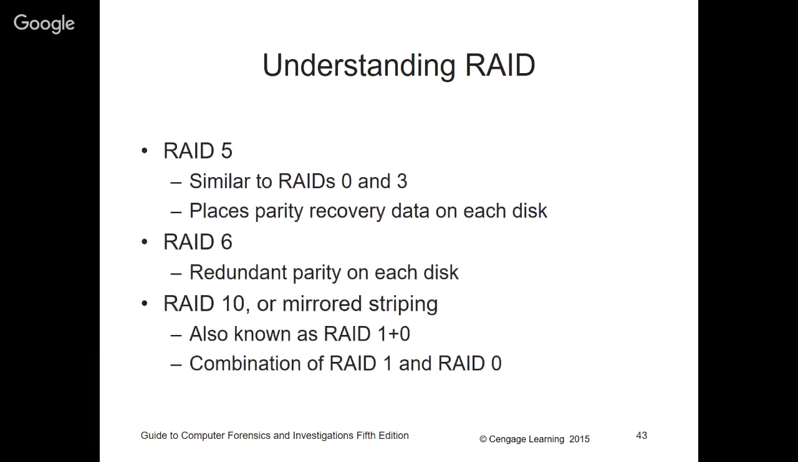RAID 5 is similar to 3, with a recovery bit on each disk. RAID 6 duplicates that parity bit on each disk, and RAID 10 is known as mirrored striping, or a combination of 0 and 1.